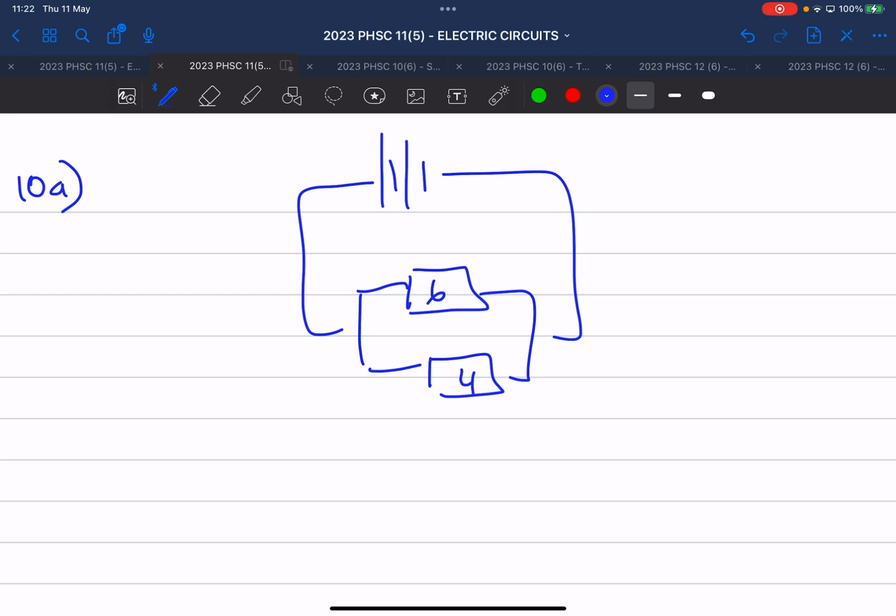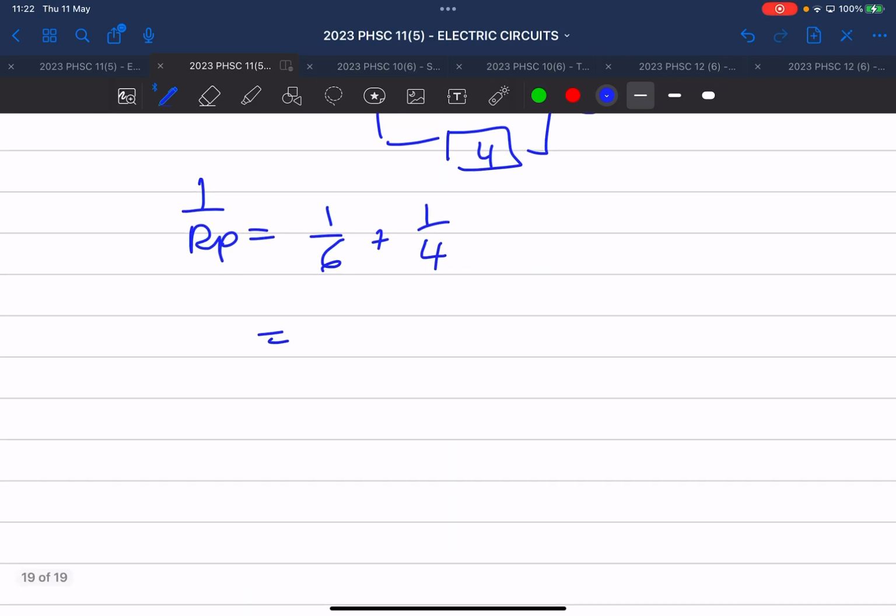Okay, relax. Right, so Botemelo asked for the effective resistance because they're in parallel with one another. We can't just say 6 plus 4 gives us 10. We have to say 1 over R parallel is 1 over 6 plus 1 over 4. That gives me 5 over 12. Then R parallel is 12 over 5.